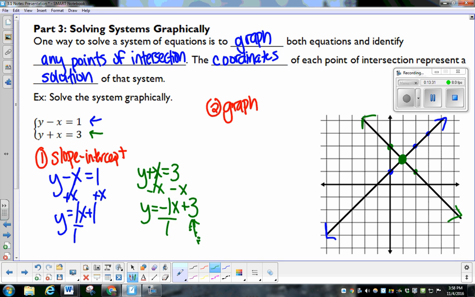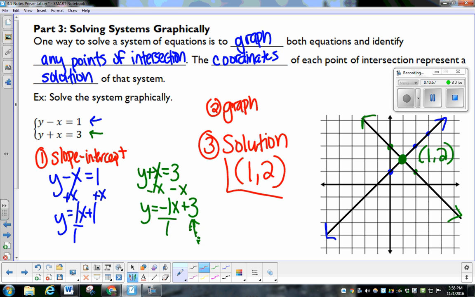That point is at 1, 2. Over 1, up 2. So the third step here is to write your solution, and that's the point where they intersect. This one is 1, 2. So that's the solution to that graph.